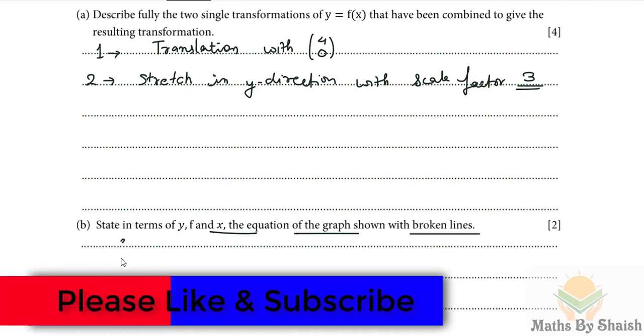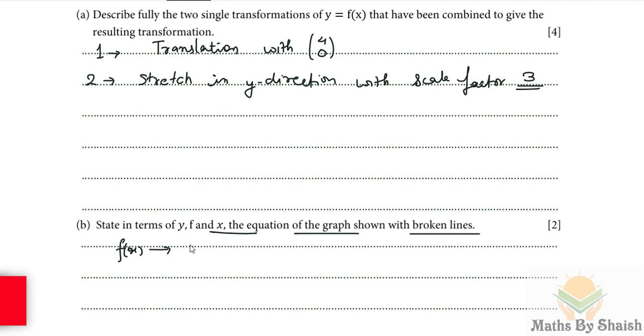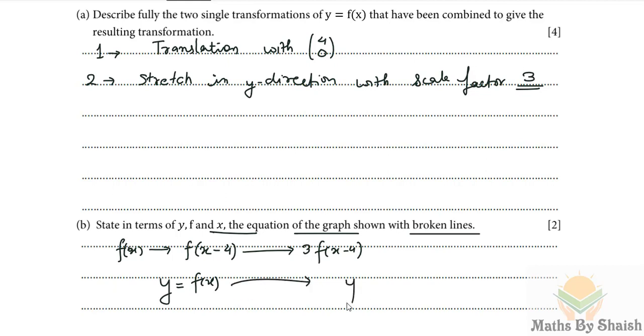So we can say that from f(x), if it is translated with (4, 0), then it will become f(x minus 4), and then if it is stretched with scale factor 3, it becomes 3 times f(x minus 4). So y equals f(x) would be transformed into y equals 3f(x minus 4). So y equals 3f(x minus 4) is the equation of the graph with the broken lines. I hope it is clear. Let's discuss the sixth question now.